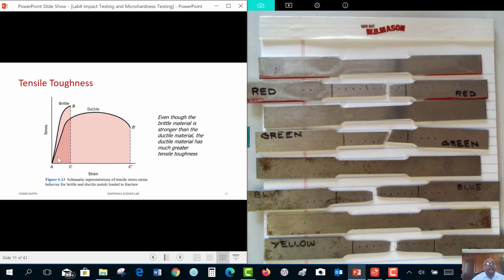So again, remember, tensile toughness was the area under the curve. When the material is ductile, we typically say we have a very tough material. When we have no plastic deformation or relatively little plastic deformation, you can see the area under the curve, even if the strength is high, is relatively very small. So we call such a material a brittle material. It has little toughness.